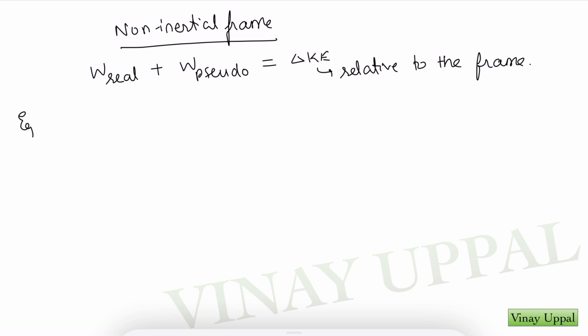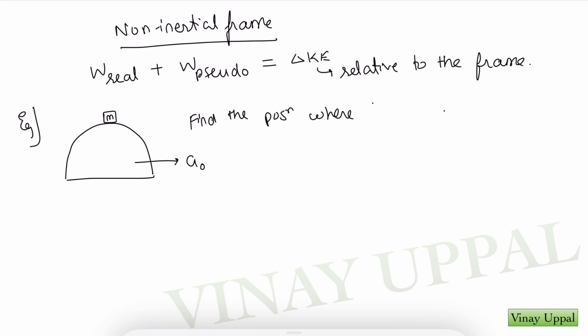So for example, let's say I have a hemisphere or semicircular disc. I have a particle resting on it, everything is smooth. And this semicircular disc is now being accelerated horizontally with a constant acceleration a0. So the question is asking us to find the position where the block loses contact.